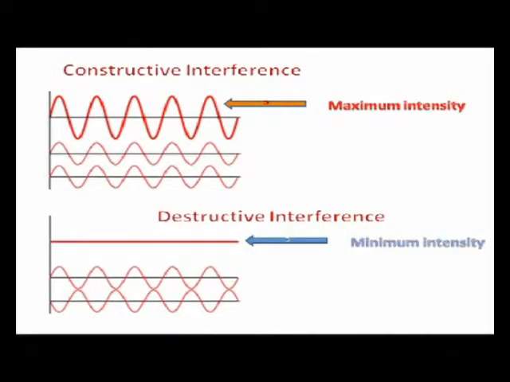Light, as a wave, interferes with the neighboring wave. Due to interference, the two possibilities that arise are: 1. Constructive interference. In this case, the intensity of the emergent light is maximum. 2. Destructive interference. This makes the intensity of the emerging light minimum.